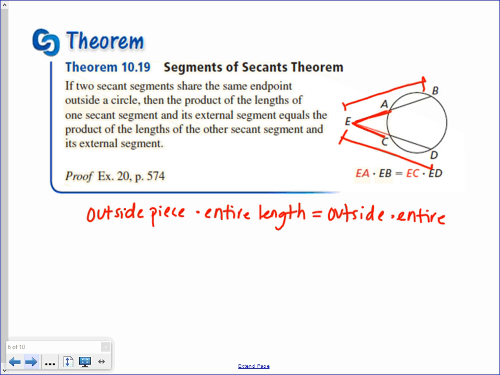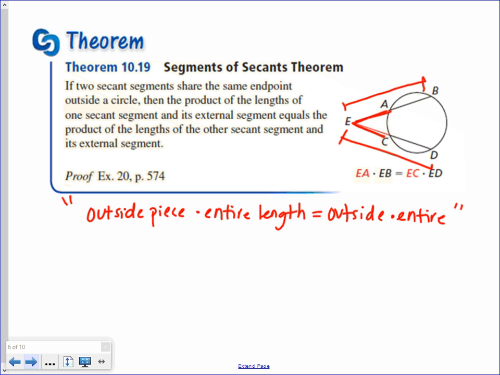Okay, it gets tricky because the theorem is not outside piece times inside piece. So if you are a person that's very auditory, you're going to hear me say this a lot over the next couple of days. Outside piece times the entire thing equals outside piece times the entire thing.